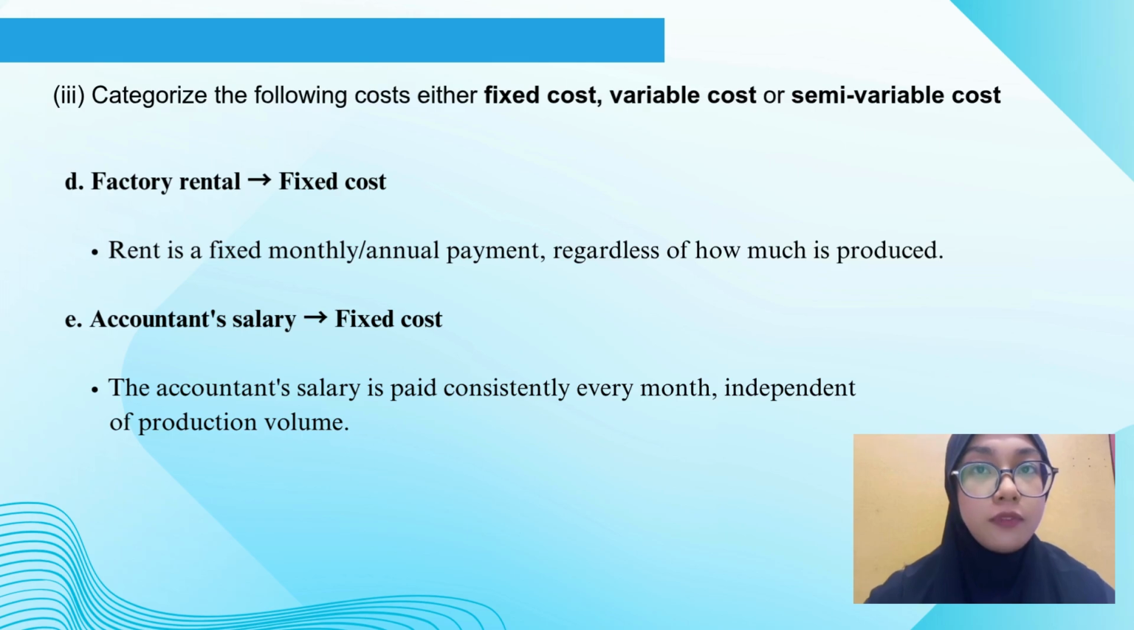D. Factory rental. Factory rental is a fixed cost. Rent is a fixed monthly or annual payment regardless of how much is produced. E. Accountant salary. Accountant salary is a fixed cost. The accountant's salary is paid consistently every month, independent of production value.